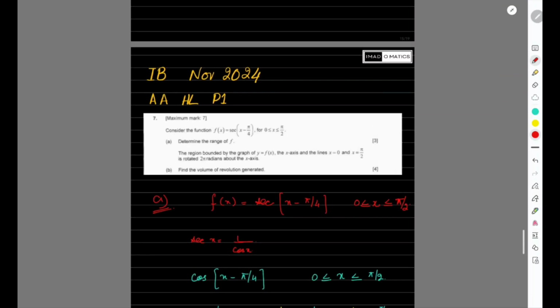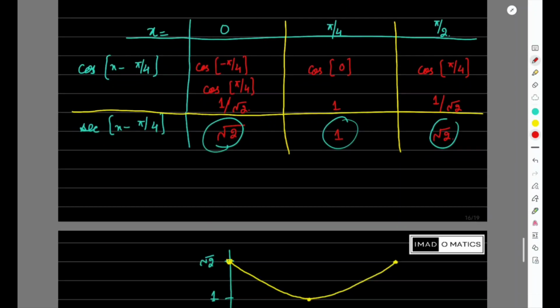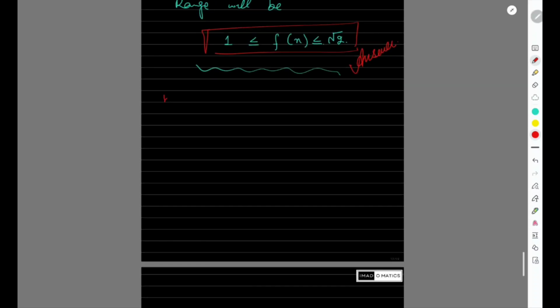Now let's see part B. In part B, we have to find the volume of the function with x equal to 0 and x equal to pi by 2. Now we know that for finding the volume, we have the formula pi times the integral of the square of the function. Here we have the function secant of (x minus pi by 4) in the range x equal to 0 to pi by 2.